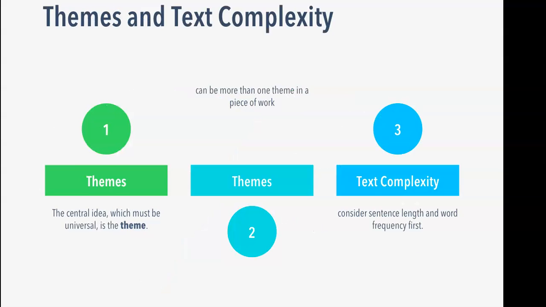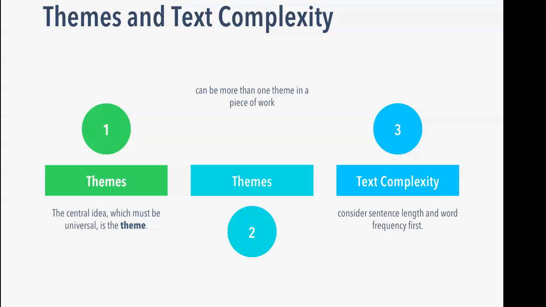The central idea, which must be universal, is the theme. And you want to be familiar with several examples of themes that you can recognize. The nature of humanity could easily be a theme. It could not be a plot, a thesis statement, or an exposition. There can be more than one theme in a piece of work. It should be a universal idea, such as fate and free will, fear of failure, circle of life, things like that. Those are all themes.